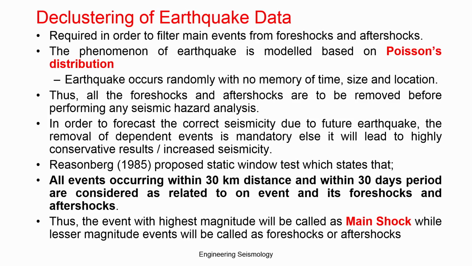Why? Because minor earthquakes are generally smaller in size and energy release. For the main event only we should be focusing on the concentration. The phenomenon of earthquakes is modeled as a Poisson distribution. The earthquake occurs randomly with no memory of time, size and location.